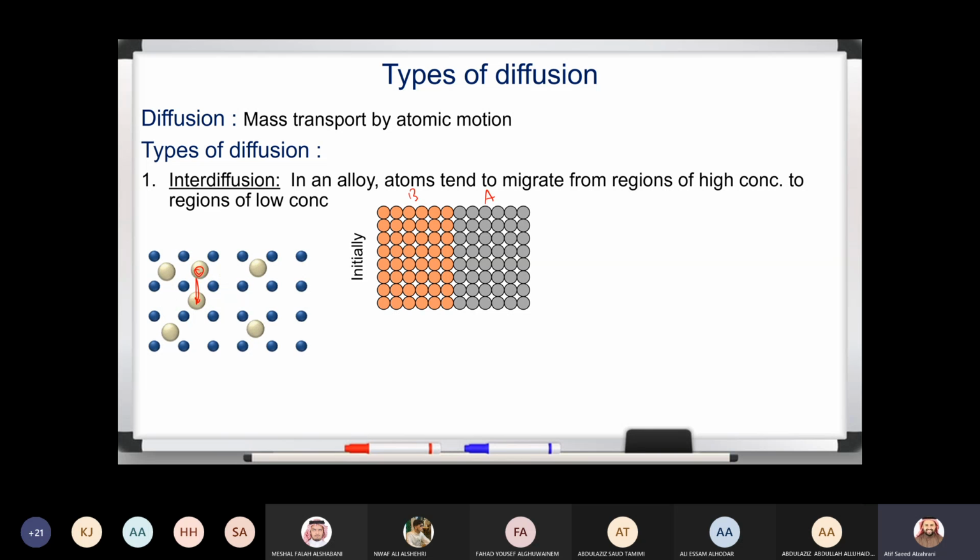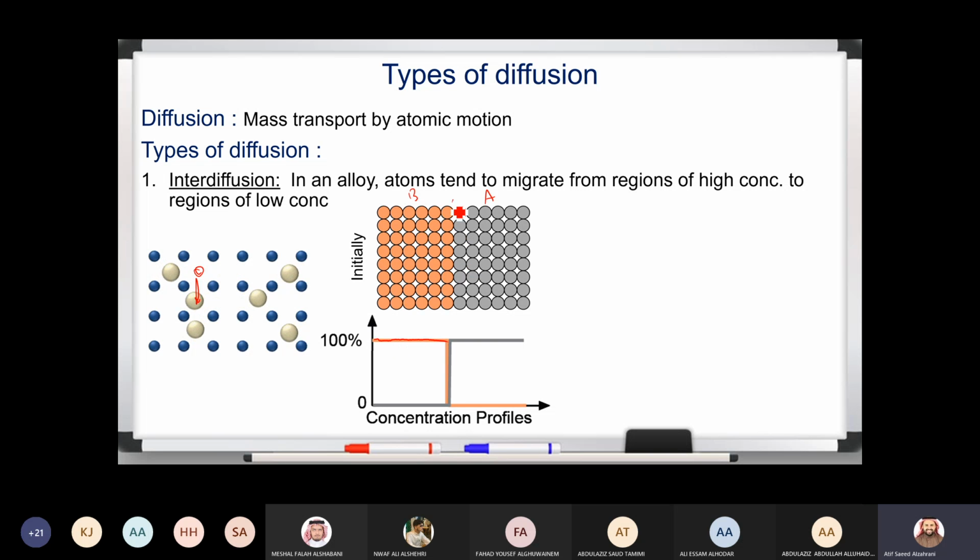If we are to draw some concentration profile, it would make sense here that the concentration of atom B will be 100% until we reach some interface here. And after the interface, it will be 0. There is no atom B in this region here, which makes sense. So this is the concentration profile. And by the way, this thing here is called a diffusion couple, because we have a couple here, two metals attached to each other. And if you look at the other extreme, we have atom A at 100% concentration, and then once it reaches the interface, it will drop sharply to 0.